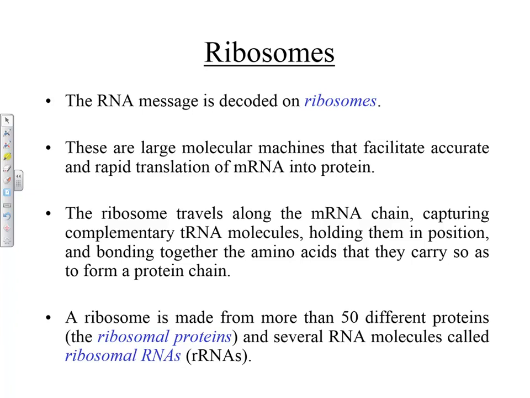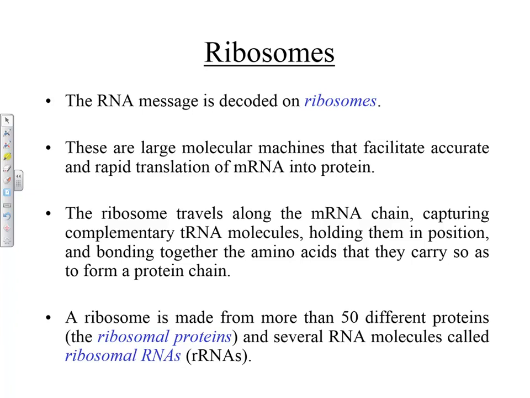So next we move on to the description of the protein synthesis machinery. The RNA message is decoded on some machinery that are called ribosomes. These are large molecular machines that facilitate accurate and rapid translation of mRNA into protein. The ribosome is going to travel along the mRNA chain, capturing complementary tRNA molecules, holding them in position and bonding together the amino acids that they carry so as to form a protein chain.